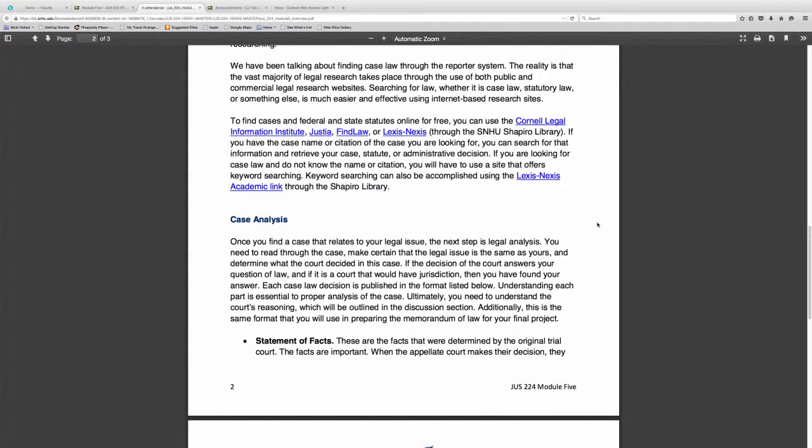If you have the case name or the citation for the case, you can search for that information and retrieve it just by using that. Keyword searching can also be accomplished using the LexisNexis academic link at the Shapiro Library. So hopefully all my whining and cajoling and telling you, please use the Shapiro Library, please don't use Google, please try and use Cornell, FindLaw, LexisNexis. You're now getting to the point where you see this is why it truly is a scaffolding, a building block event.